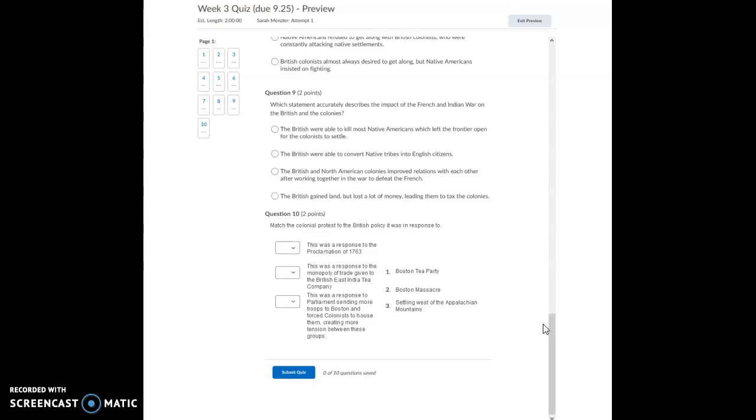Question number 10 is a matching question, where you're to match the colonial protest to the British policy it was in response to. The answers are 1. Boston Tea Party, 2. Boston Massacre, or 3. Settling west of the Appalachian Mountains. So you will use the drop down over here to match these terms to these policies.